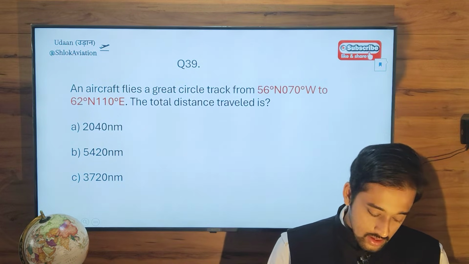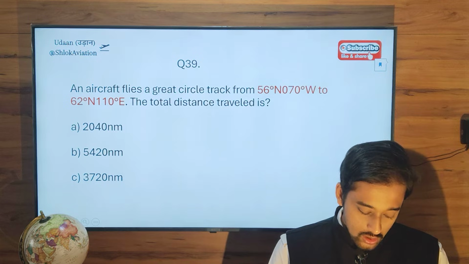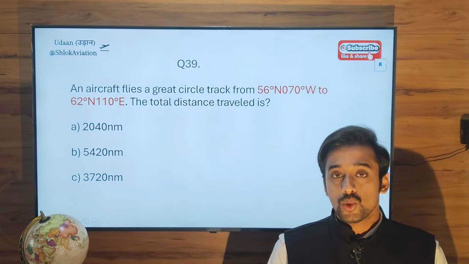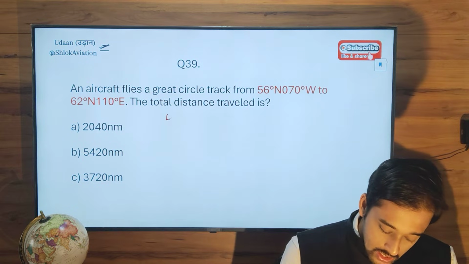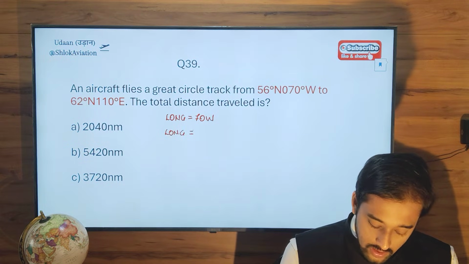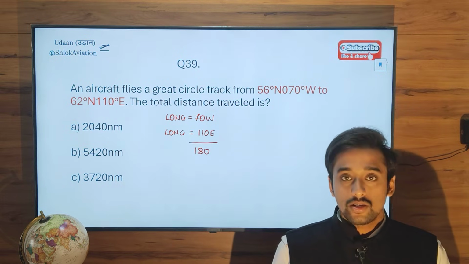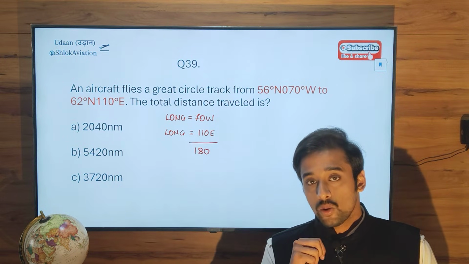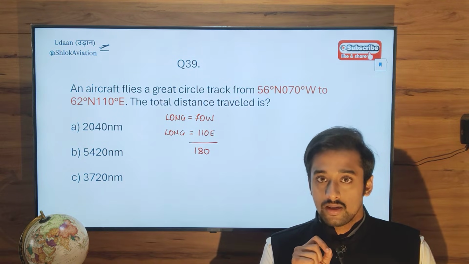Question 39. An aircraft flies a great circle track from 56 north to 62 north. What is the total distance traveled? So see over here, we have one longitude, 70 west, and another longitude, which is 110 east. The sum total is 180 degrees. So that means both these locations are located on a meridian and an anti-meridian respectively, right?